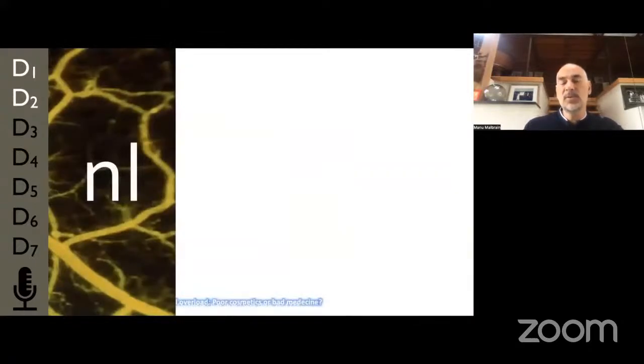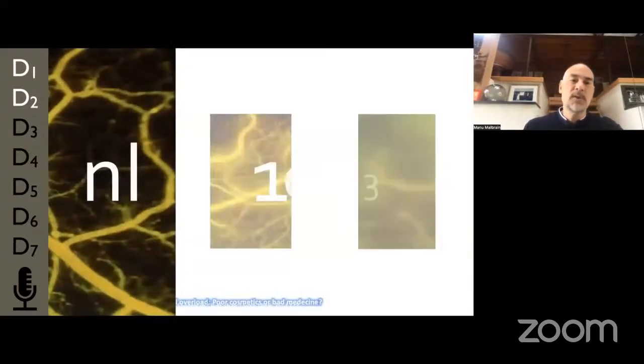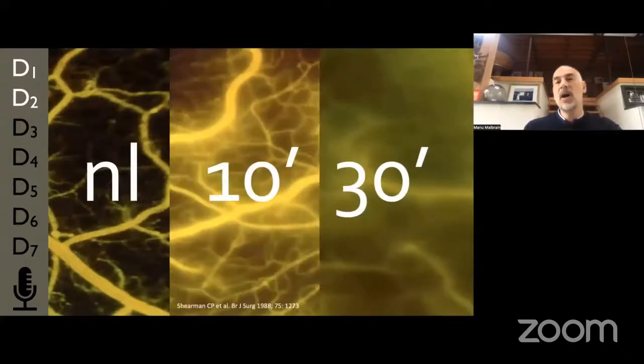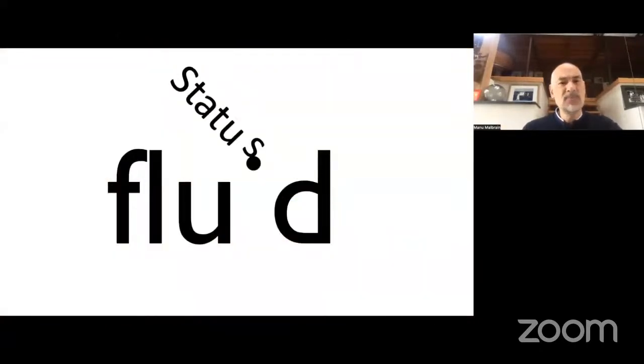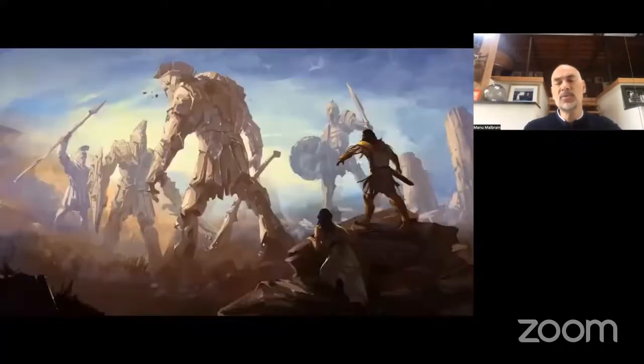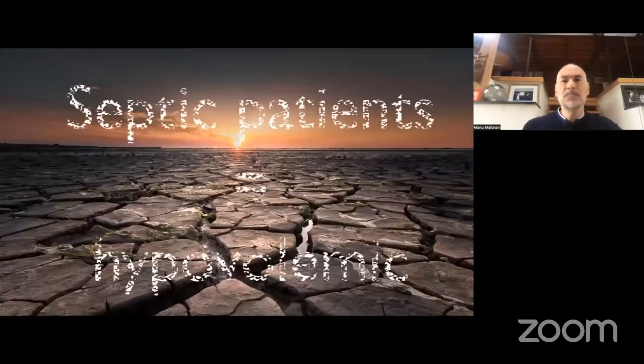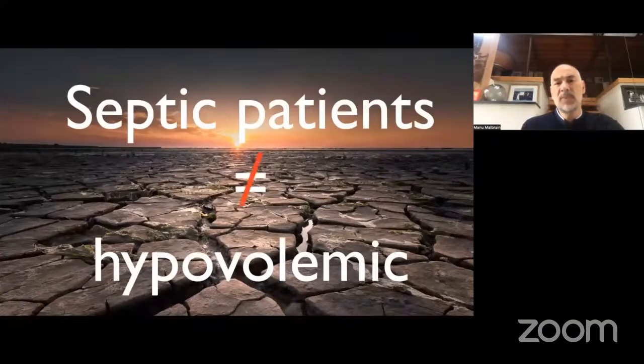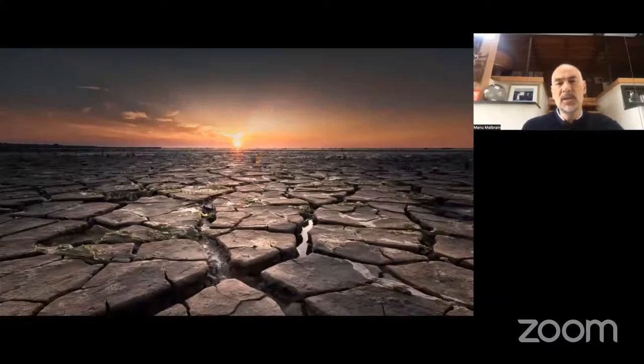Again, these are normal capillaries in hamster cheek pouch, and this is 10-30 minutes after an insult to the peritoneum. So you can see that capillary leak not only occurs very fast, but also at a distance. So full fluid status really matters. And there are a lot of myths surrounding this, like septic patients are not always hypovolemic.